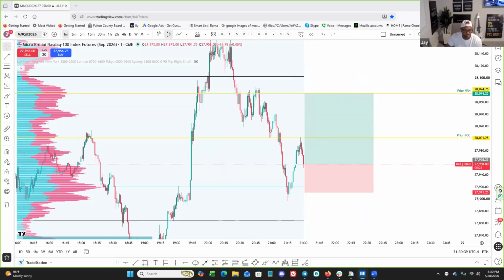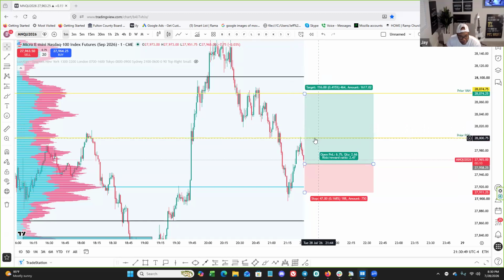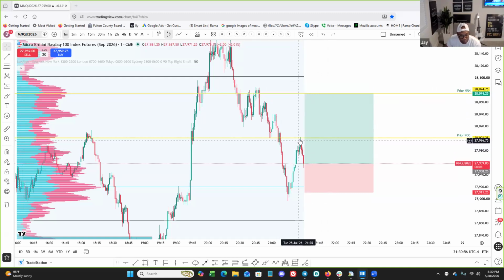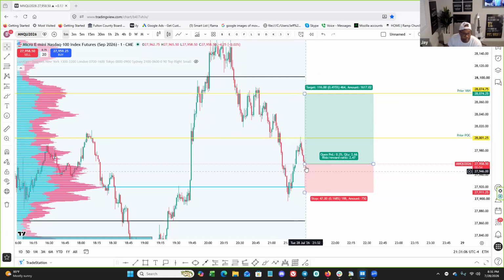But what you could do is, when you get up into these areas, this literally should have been my target right here, but of course we were holding out for this target. As you can see, price came right to that cash session point of control from earlier, and then dipped right off of that, right down lower.